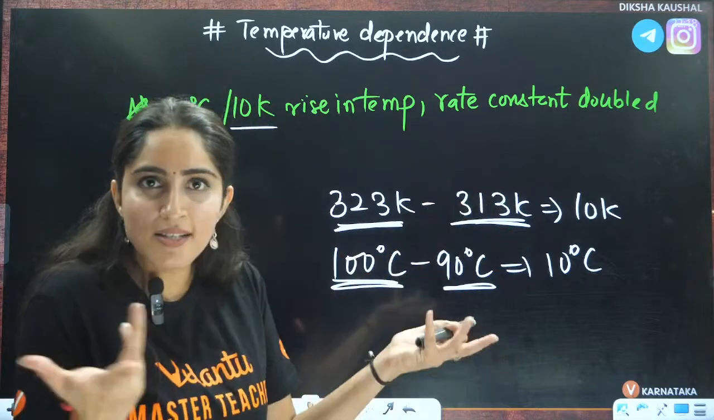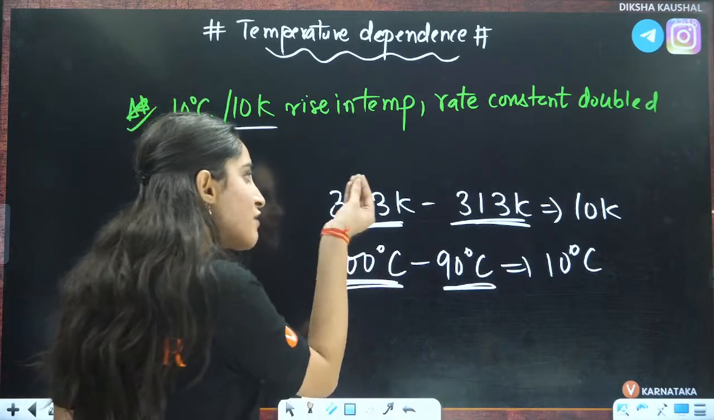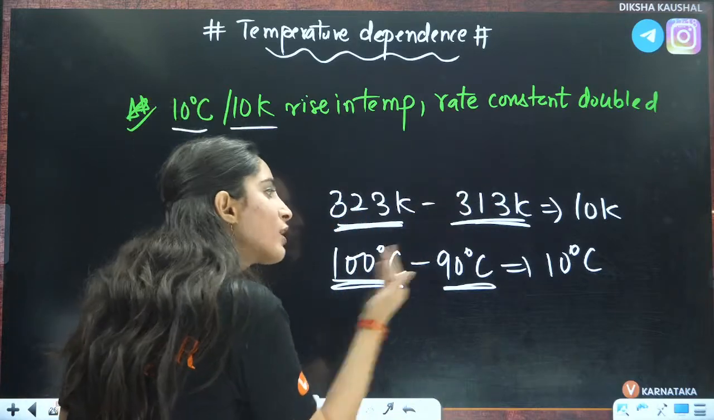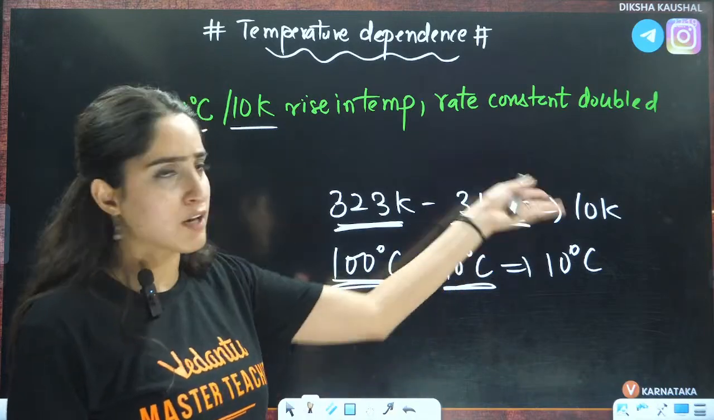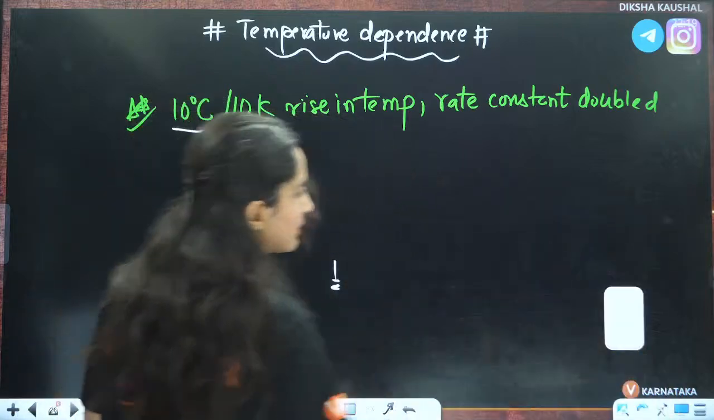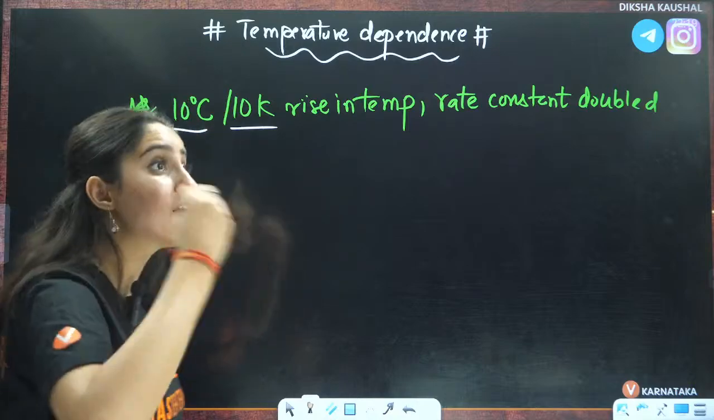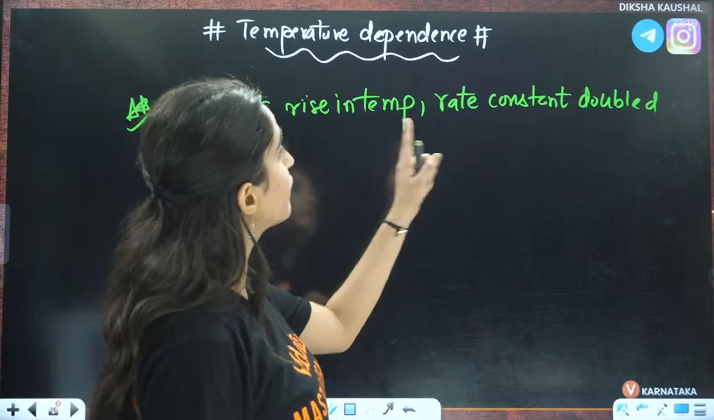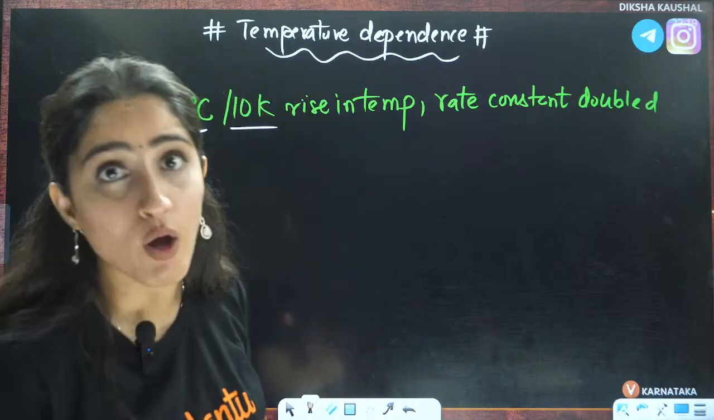Because the change is the same, right? Whether you talk about the Kelvin change or the degree change, the change is the same. A 10 degrees Celsius change is the same as a 10 Kelvin change. So there is no difference in that. That is experimentally defined: a 10 degree or 10 Kelvin rise in temperature will cause the rate constant to be doubled.